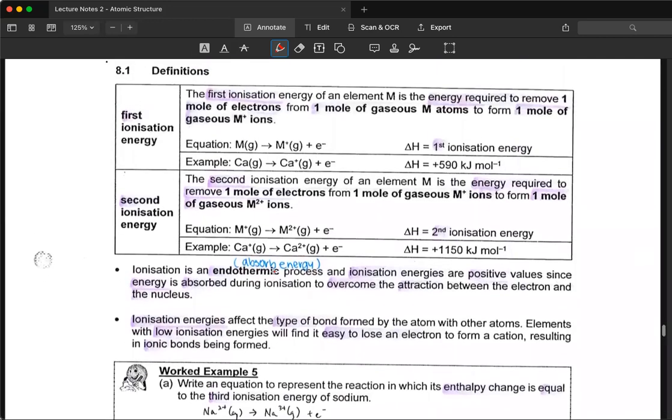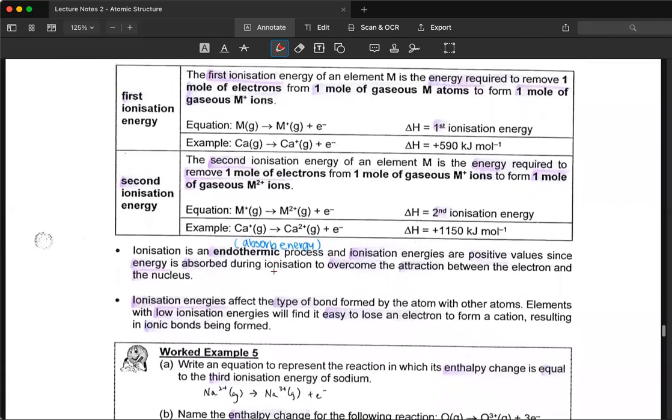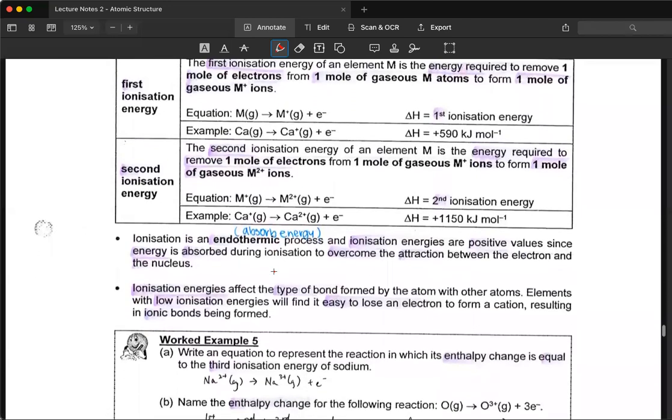So you may like to pause the video to do the first question here. Write an equation to represent the reaction in which the enthalpy change is equal to the third IE of sodium. This is the answer. And you can pause the video for the next question. Name the enthalpy change for the following reaction.